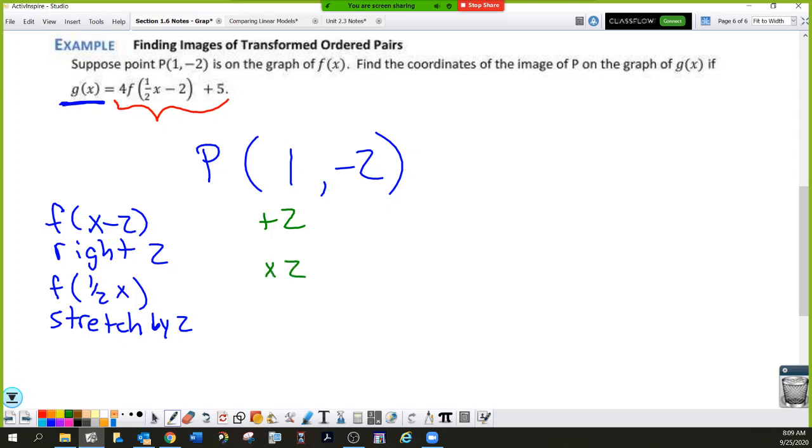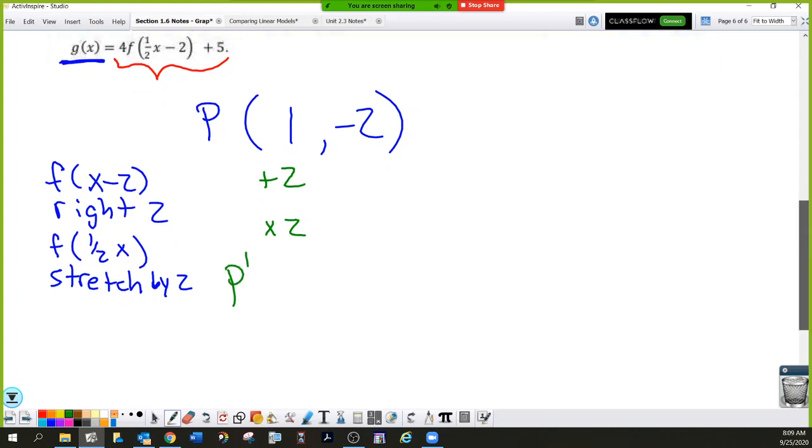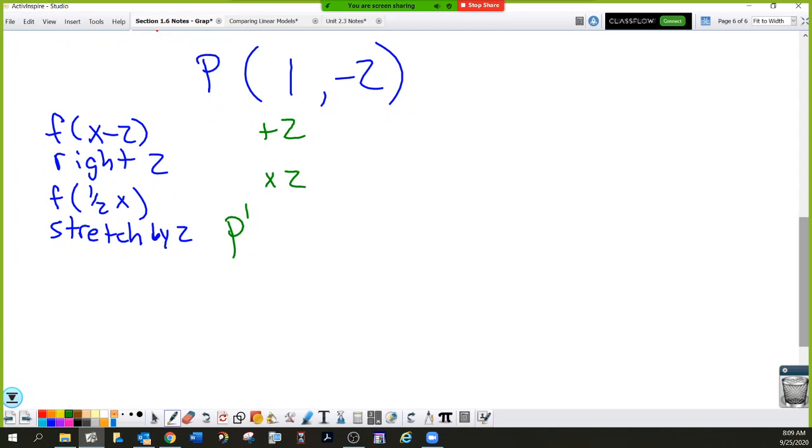So the new point, which we'll call P prime, if you remember back to your geometry days, once you transformed a point, its image had a prime on it. P prime says, add 2 to your x value. Now I'm at 3. Then double it. 6. And now we can do the transformations on the y value.